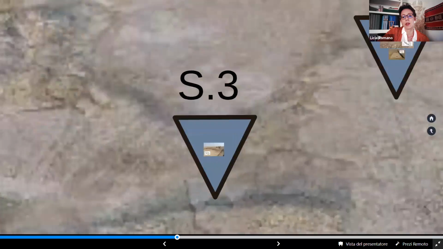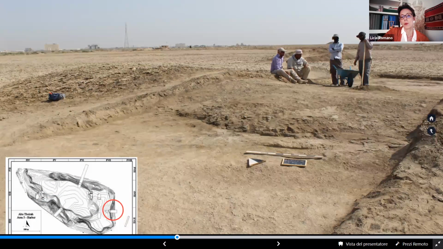The last area that we opened is in the easternmost part of the rampart. As you can see, the rampart here is less preserved, but it also has some white plaster covering its inner surface.